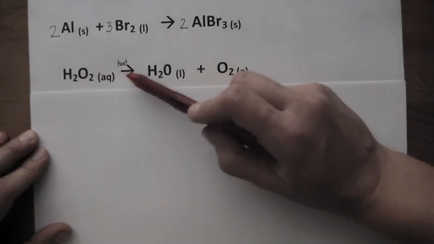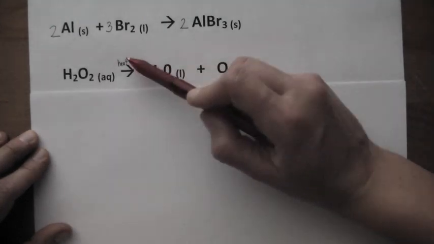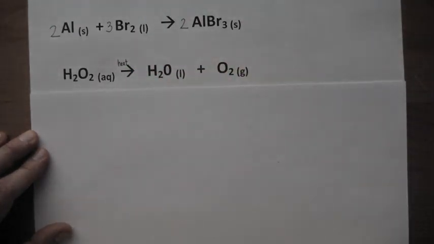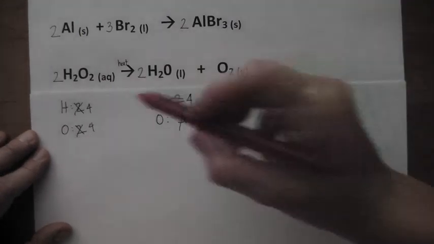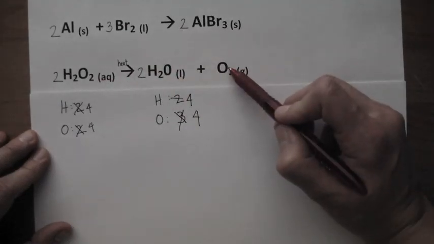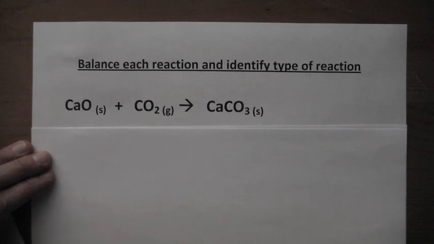Here's another example. Hydrogen peroxide yields H2O and O2. Notice there is a heat above this arrow. Let's first tally it so that I can balance the equation, and then we'll figure out what type of reaction it is. Here are my tallies. I have a substance breaking down into simpler parts. This is a decomposition.